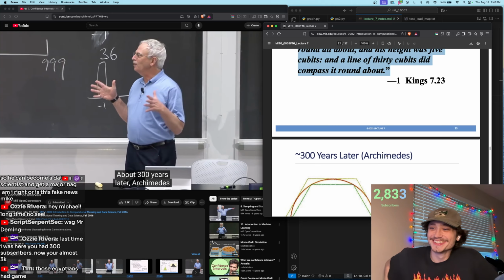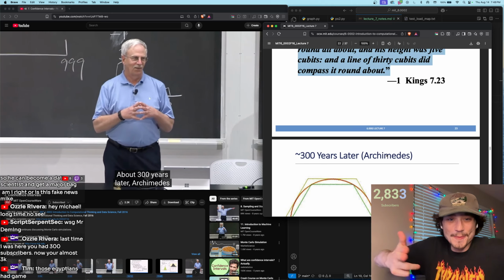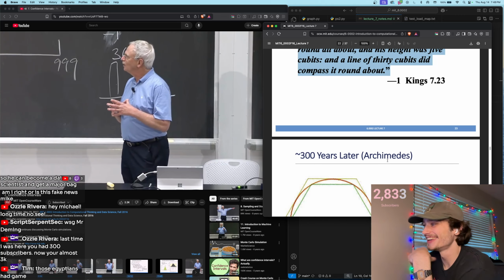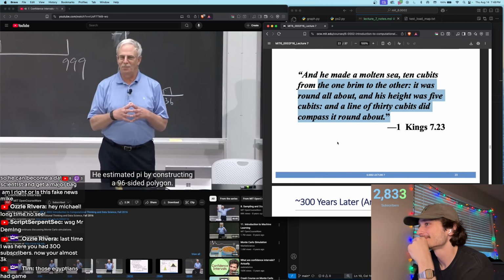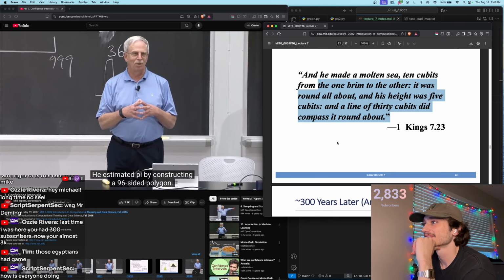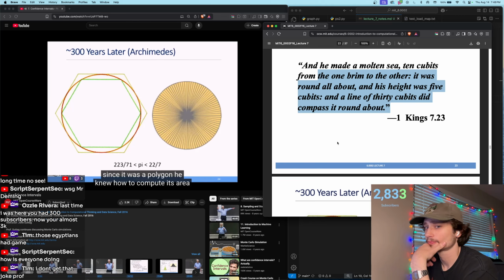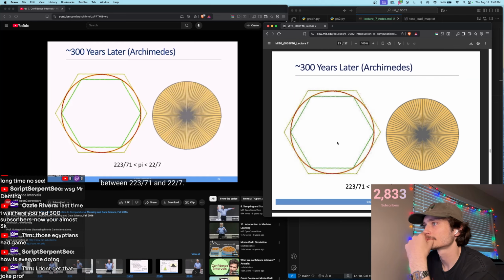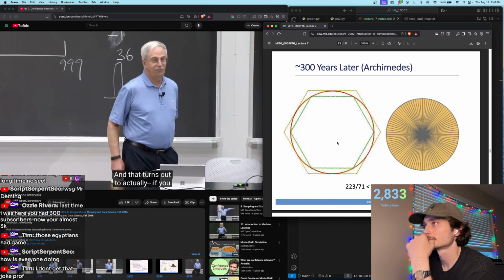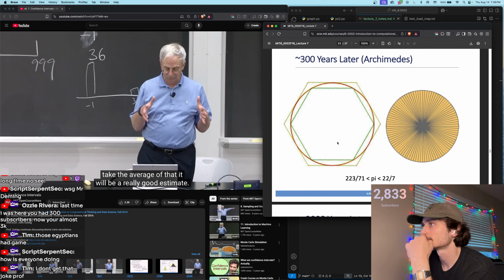About 300 years later, Archimedes did a better job of it. He estimated pi by constructing a 96-sided polygon. There's a picture of one. It looks a lot like a circle. And what he did is, since it was a polygon, he knew how to compute its area or its circumference, and he just counted things up. And he said, well, pi is somewhere between 223/71 and 22/7. And that turns out to actually be, if you take the average of that, a really good estimate.